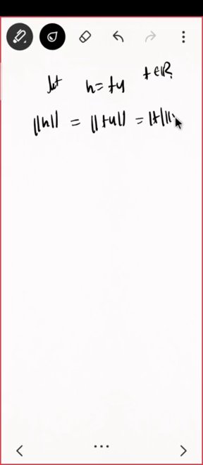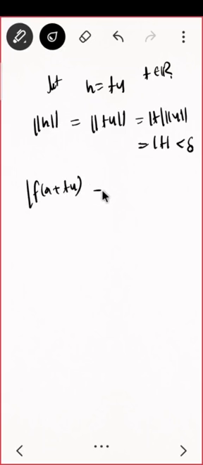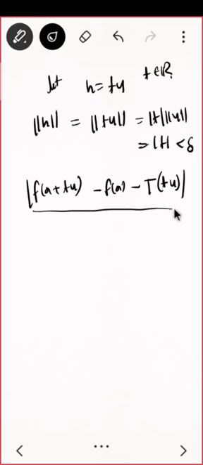And norm u, u is a unit vector, norm u is 1. So this will be mod t, that is less than delta, which we are already having. That means the above condition will be f of a plus tu minus f of a minus T of tu, because in the place of h I am putting tu, divided by norm tu, that is less than epsilon.